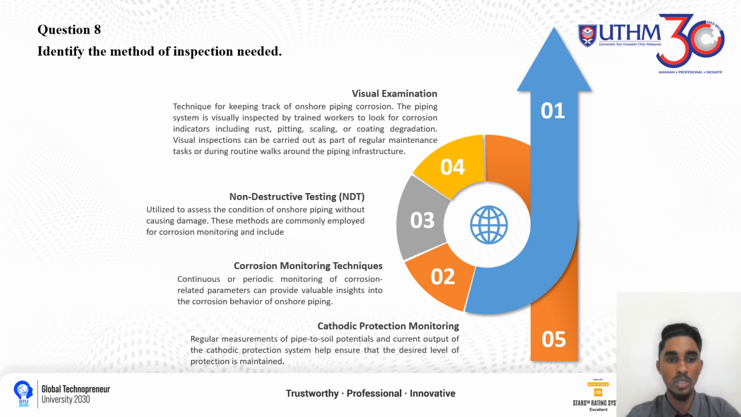So it is important to establish a monitoring and inspection plan specific to the onshore piping system based on factors such as environment, piping material, industry requirements, etc. Compliance with relevant regulations and standards should be ensured, and inspection should be performed by qualified personnel with experience in corrosion monitoring techniques. Thank you.